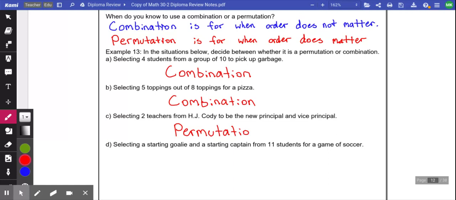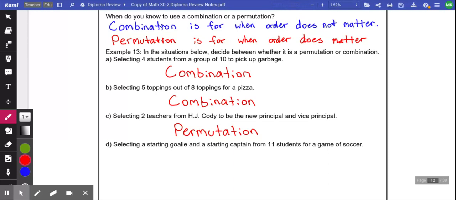When it comes to selecting people for things to do, like if you look at A, we picked 4 people to pick up garbage, and C, we picked 2 people to be principal and vice principal. If there's a job given or a role, so getting picked makes a difference because you get a different role, then it's a permutation. If there's no roles and you're all doing the same job, it's a combination. Kind of a good rule of thumb.